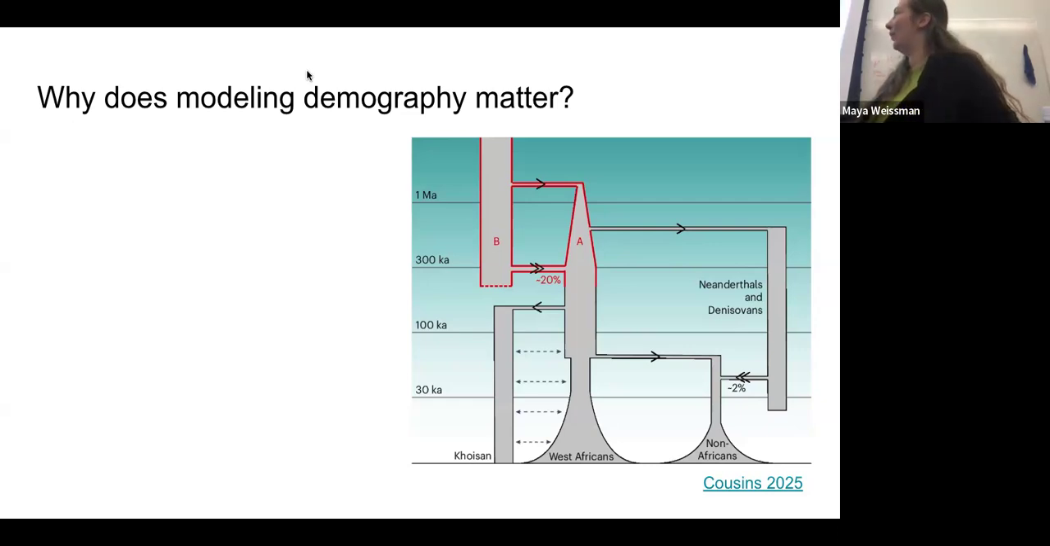Does someone want to tell me what your group talked about? Why does modeling demography matter? This group. So somebody tell me, why does modeling demography matter? Or why do you think? There's a lot of right answers.